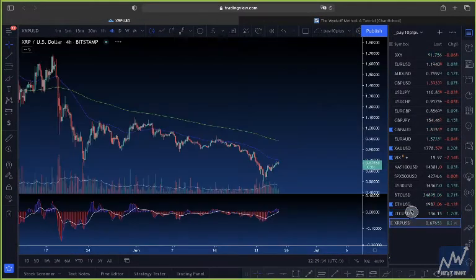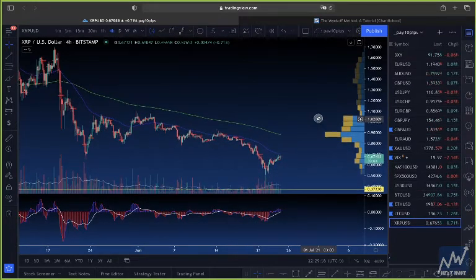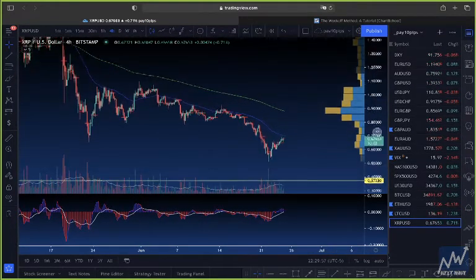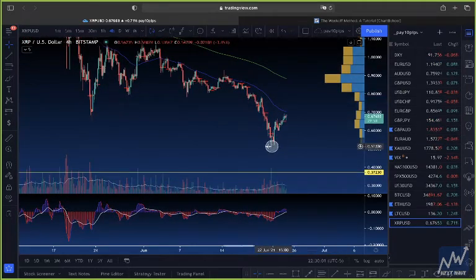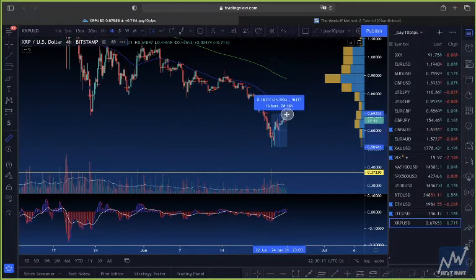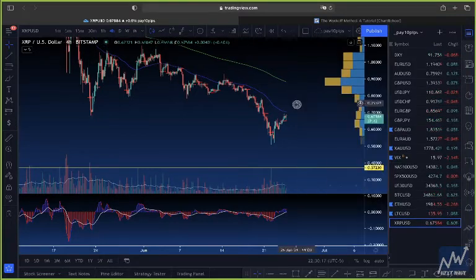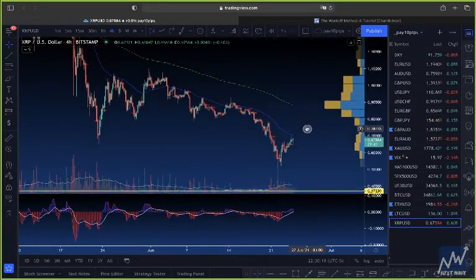Same with XRP. XRP actually dipped into the 50 cents, and now it's already back up to 67 cents. It dipped all the way to 51 cents, and it's already back up to 67. So they already did a nice 30%, 34% gain. If you put $100 in, you're up $30.